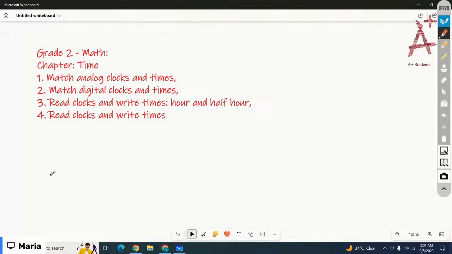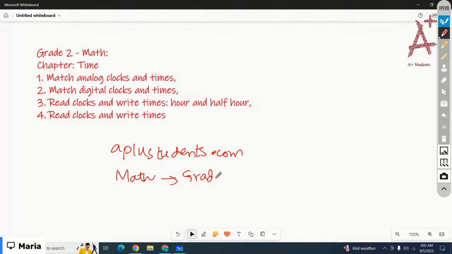You can find all the lessons on aplusstudents.com. You have to log in there using your email address and password as provided by the administrator. Then you have to select math from the subject tab. Scroll down to grade 2 and then click on view all lessons. There you can find a list of the chapters.